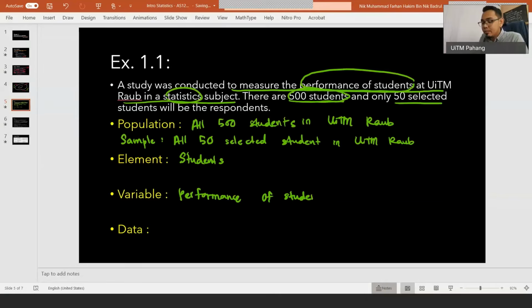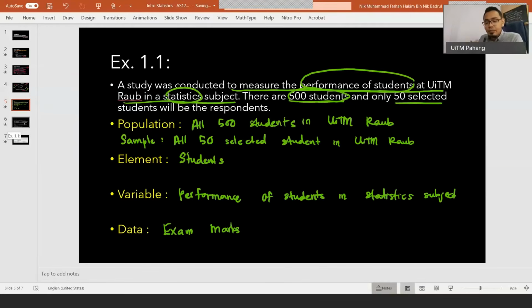Okay. So what about the data? Data apa yang kita perlu kutip untuk mengkaji pencapaian pelajar? Of course, the exam marks or the test marks, exam grades. Boleh jadi banyak-banyak lah. So exam marks, like for example. Okay. So kena fikir sikit lah yang ni. Alright. So let's look at the next one.